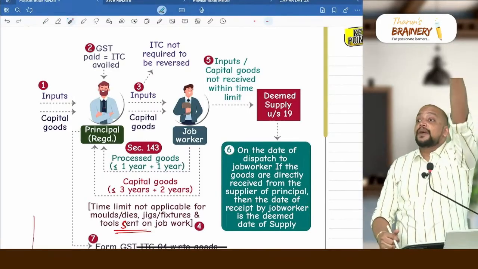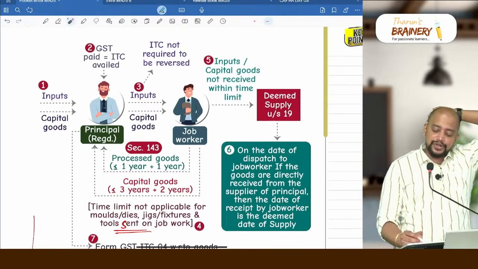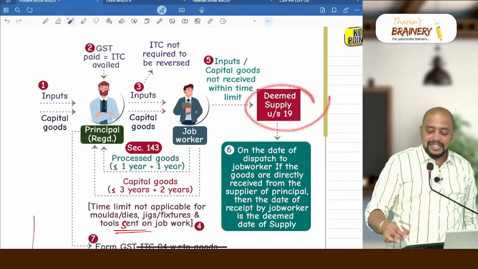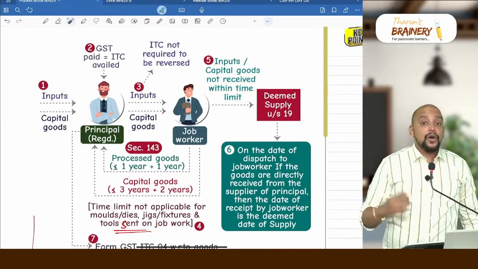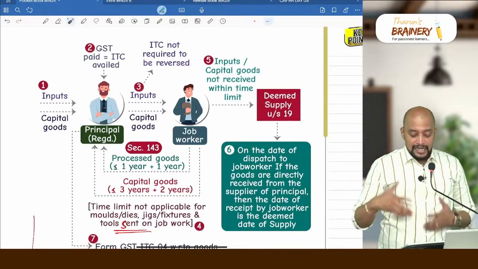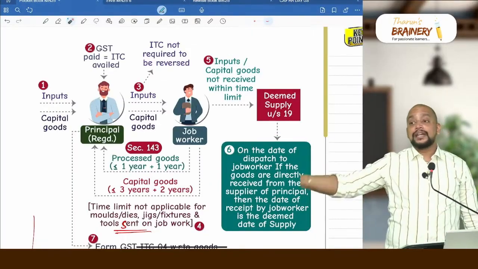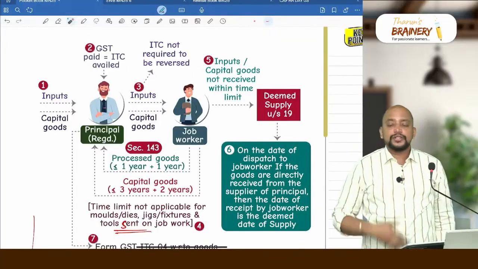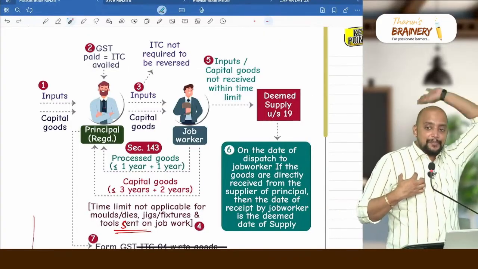On the date it is dispatched to the job worker. If inputs and capital goods are not received within the time limit, deemed as supply under section 19, on which day? On the date of dispatch to the job worker. It is like after that 1 year or after that 3 years, or after the time limit.